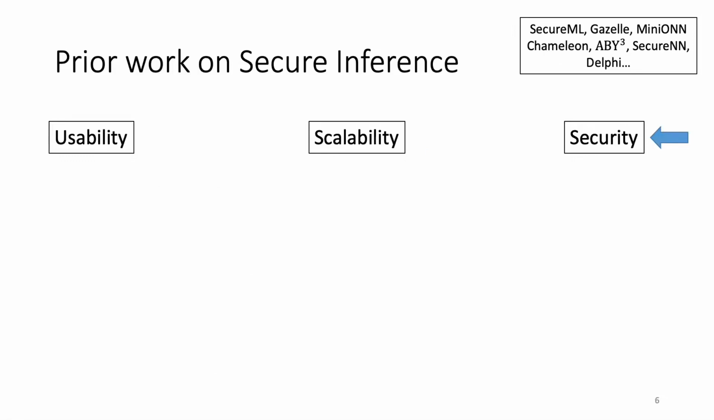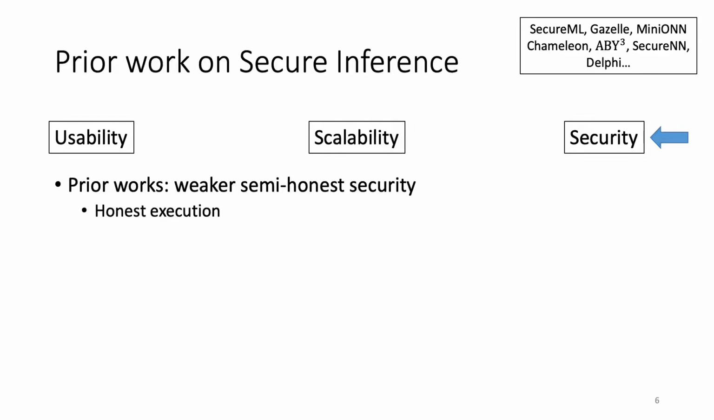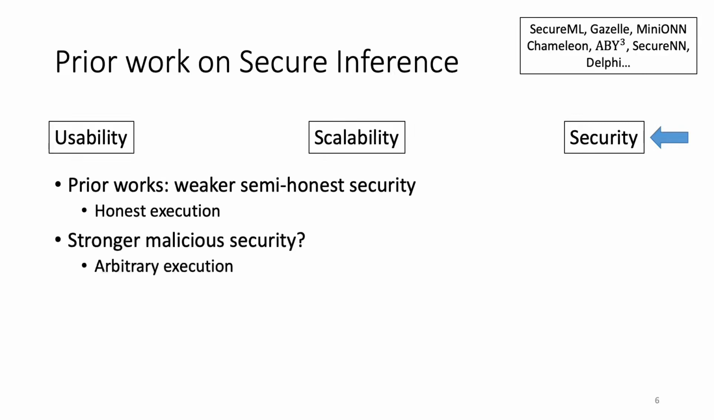The third dimension is that of security. Prior works in this area have mostly worked in the weaker semi-honest security model, where it is assumed that the parties will be following the protocol execution honestly. Instead, we would like to ask if we can do the stronger model of malicious security, where even if the participants arbitrarily deviate from the protocol, the security of the protocol still holds.